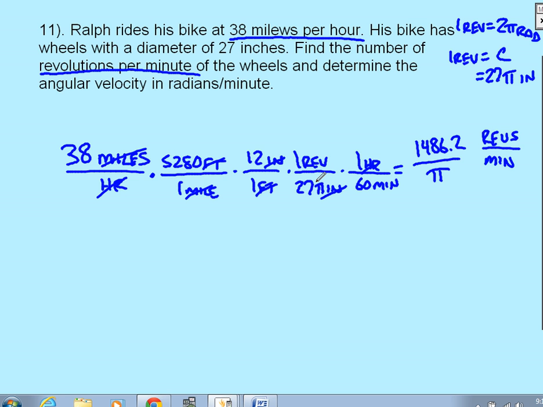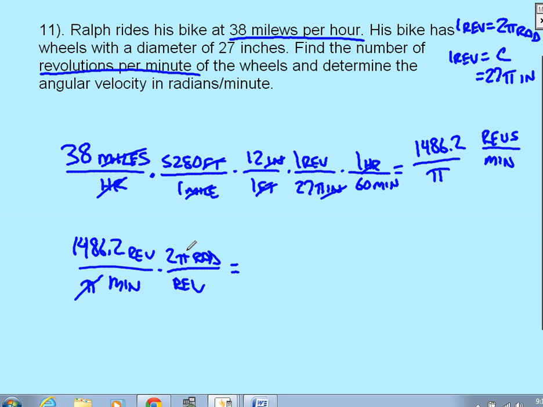Now, to get that into radians per minute, all I need to do, I'm going to use that same number I just had, 1486.2 rev per minute. I need to get into radians per minute. So to get revs into radians, 1 revolution always is the same as 2 pi radians. So actually, because it was 1486.2 divided by pi, my pi's will cancel out. I can just multiply those numbers by 2, and I should get 2972.4 radians per minute as my answer.